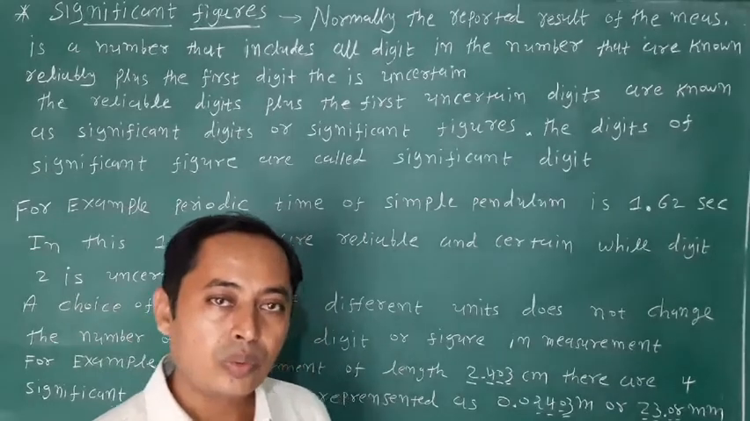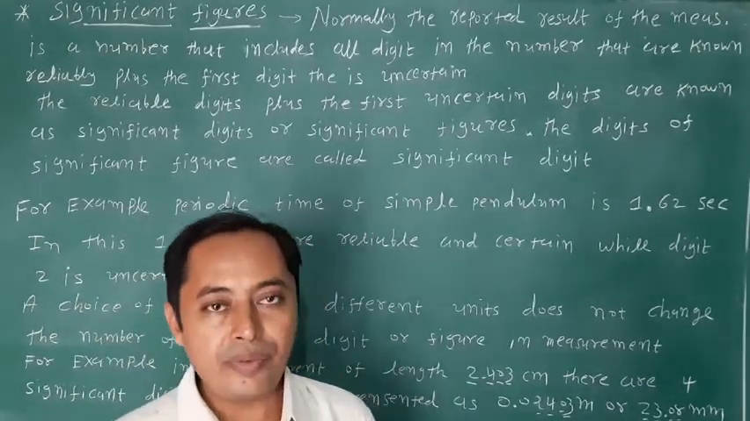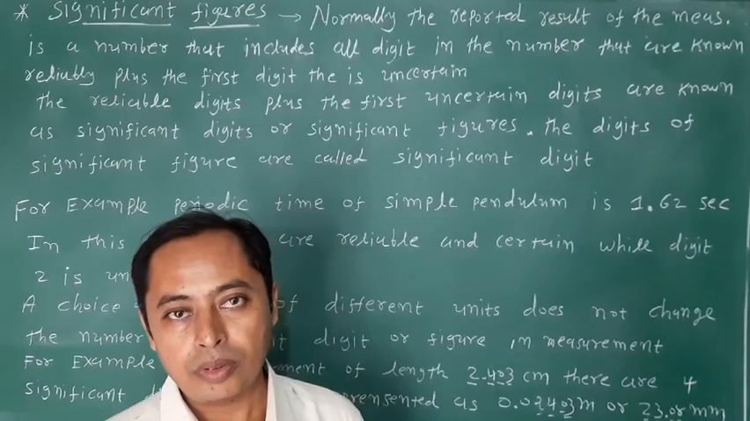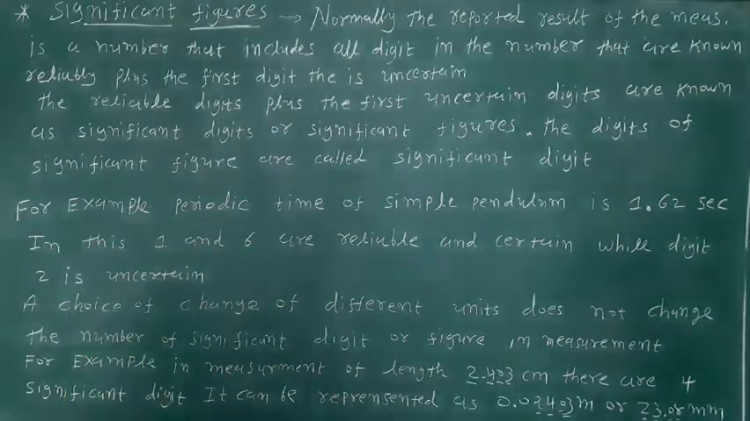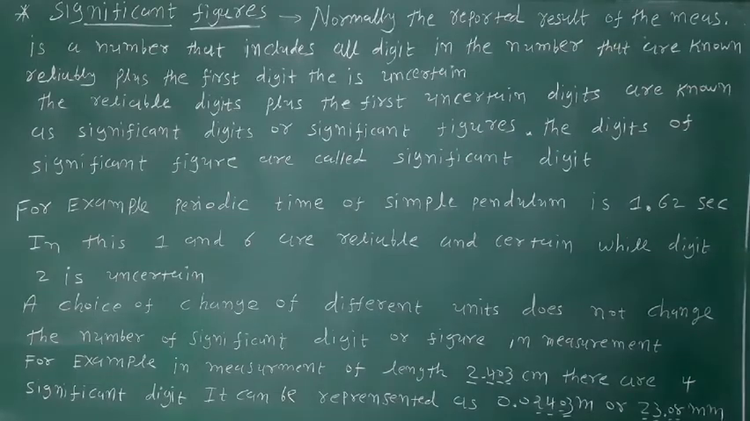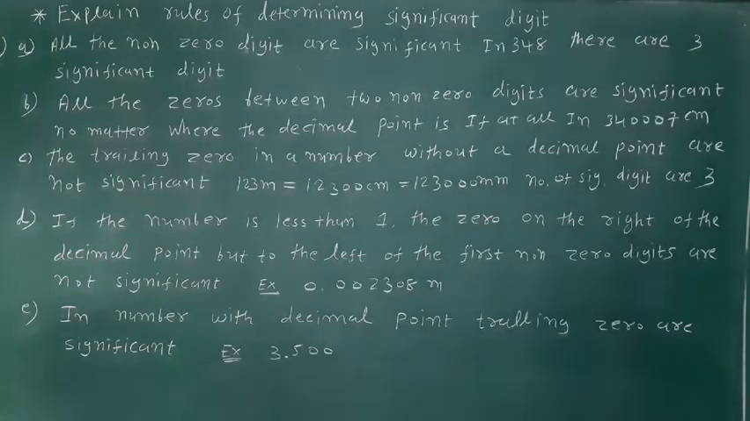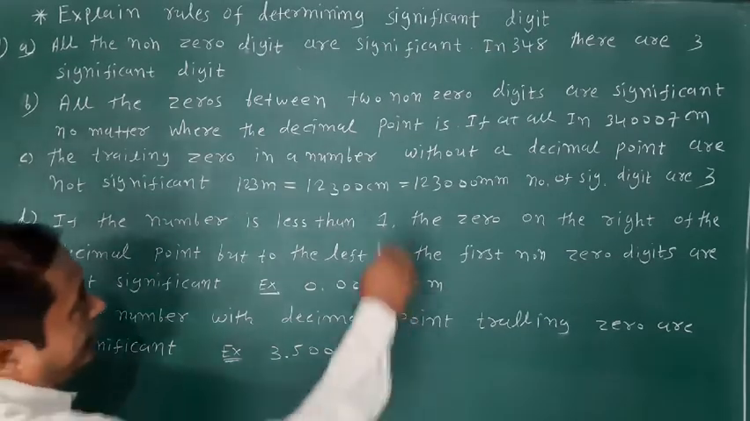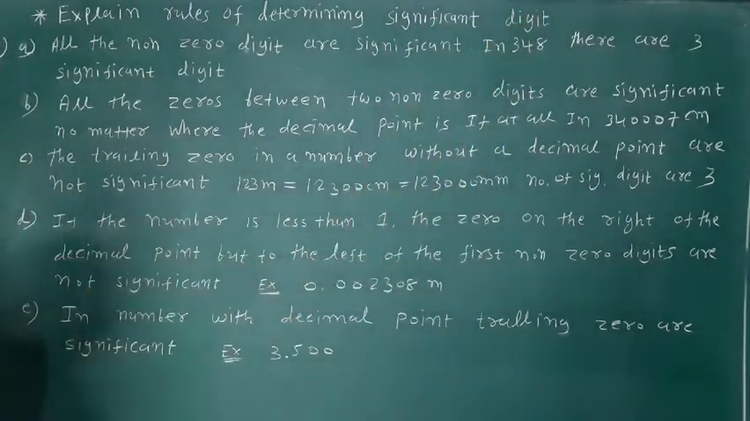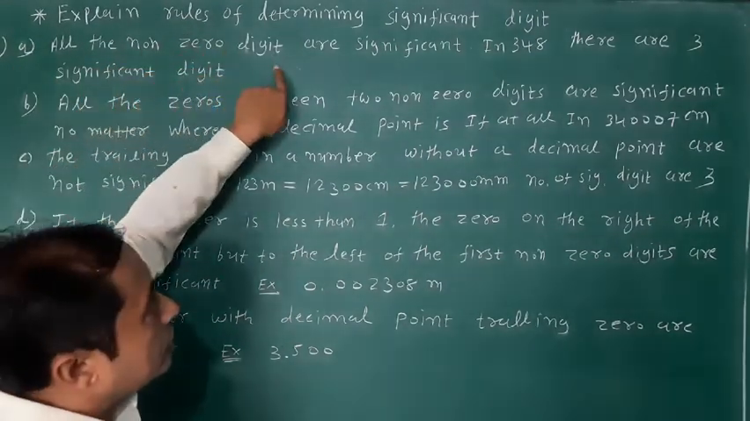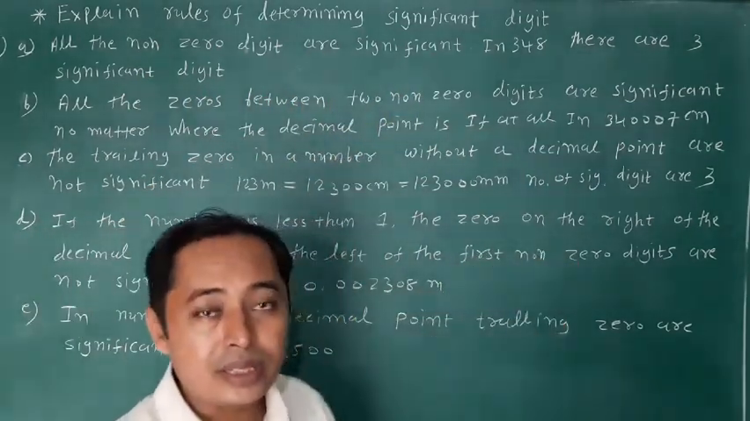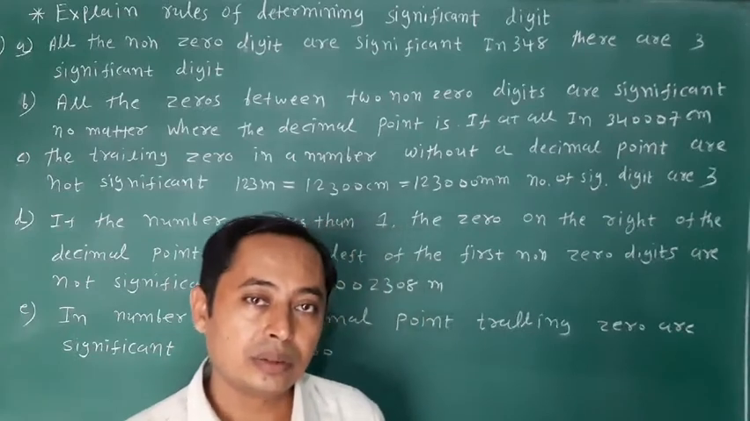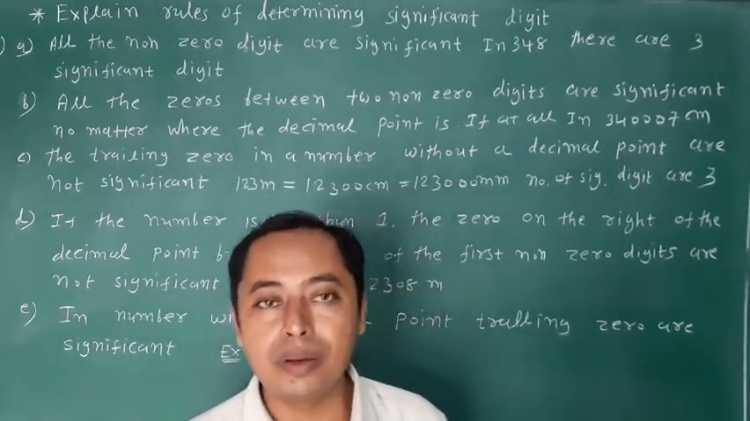Friends, now we learn significant digits and their rules. Friends, next question and most important question: explain the rules of determining significant digits. First rule, all non-zero digits are significant, means 1 to 9, all are significant numbers.